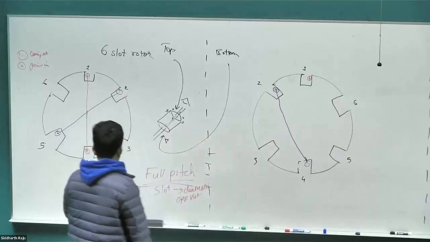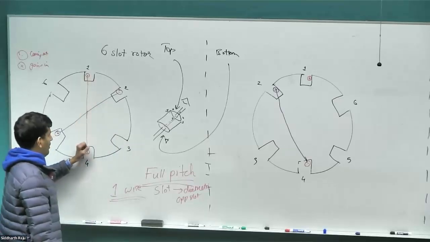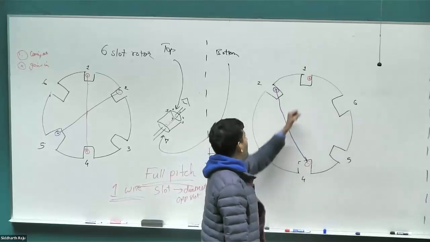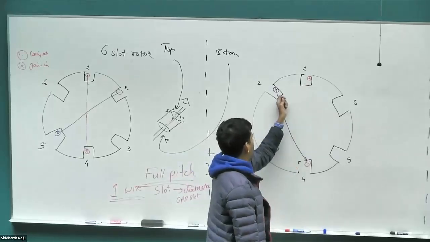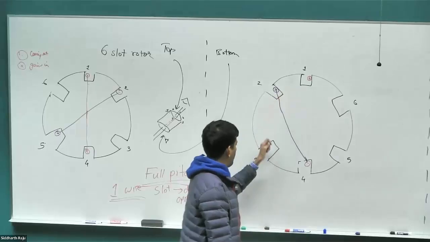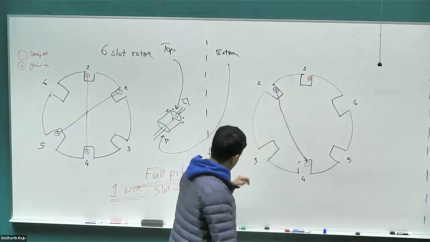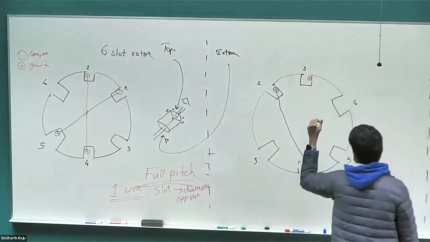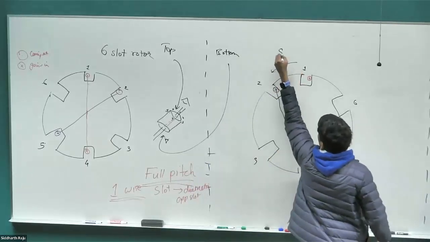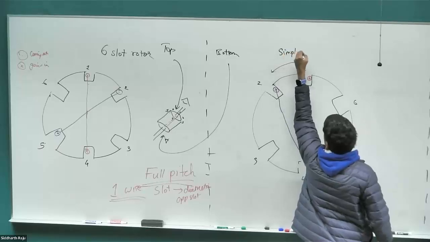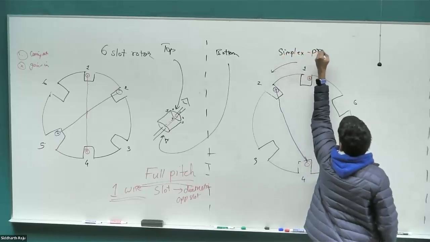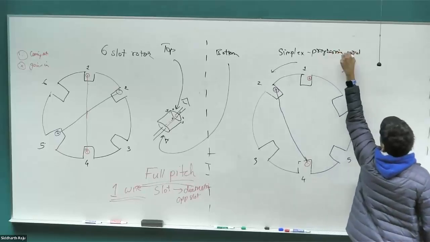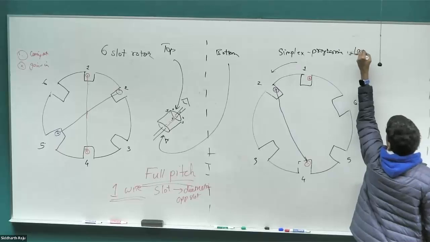So on the top, again, I said full pitch, 180 degrees, right? Short pitch, I could do something smaller. In the back too, I can do the same thing. Instead of going one slot ahead of the previous conductor, I can go 2 slots ahead of the previous conductor. So there is a term for that. The winding you're going to be looking at is called simplex winding. Simplex. Progressive wound. Progressive lap winding.